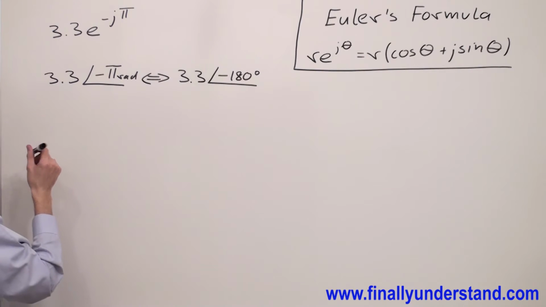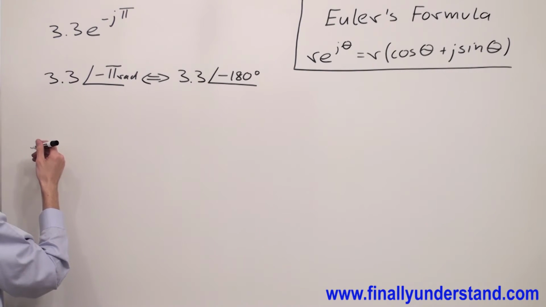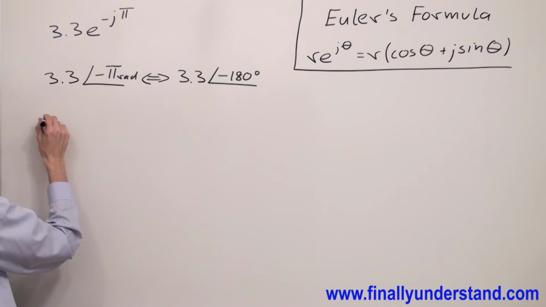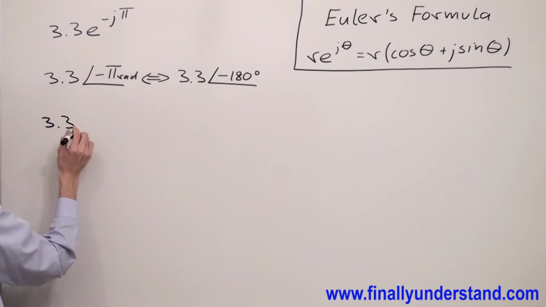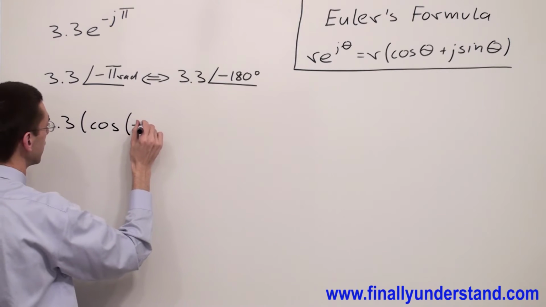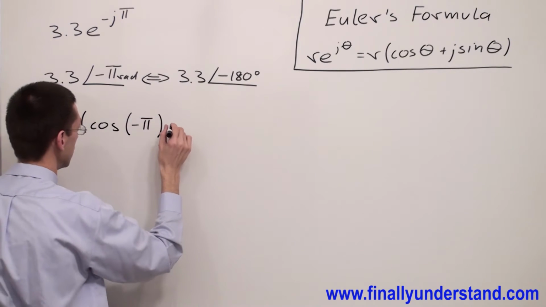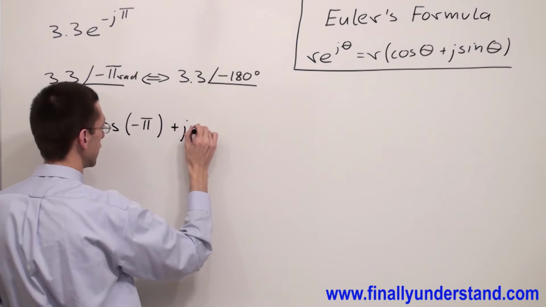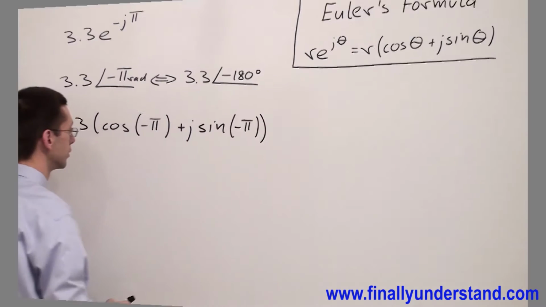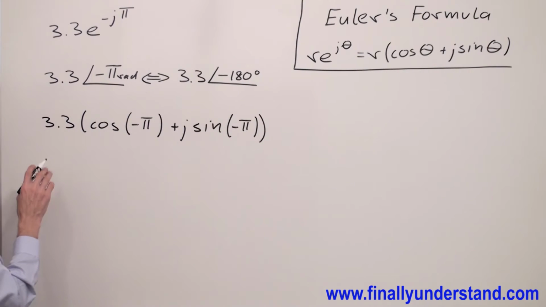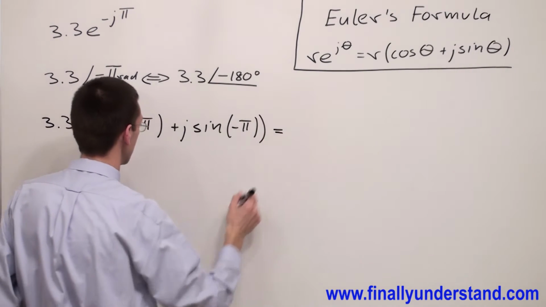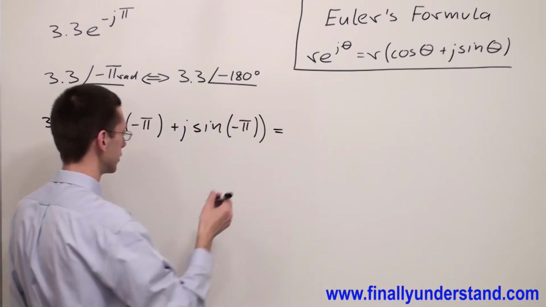Next, we're supposed to find the trigonometric form. So we have magnitude 3.3 and we have cosine of angle negative pi plus j sine of angle negative pi, close parenthesis. Please notice that we can express this answer in a little bit different way.